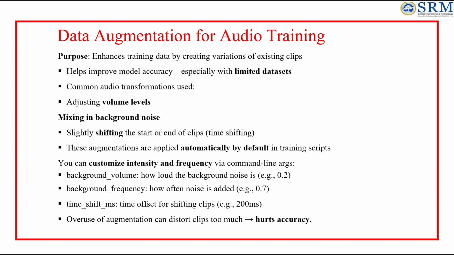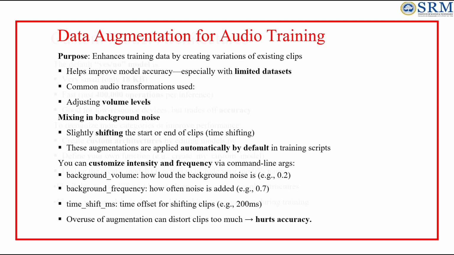We can fine tune them with command line arguments such as background volume to set how loud the noises are, background frequency to control how often noise is added, and time shift ms to define the offset for the shifting. It's important not to overuse augmentation. Too much distortion can actually hurt accuracy.